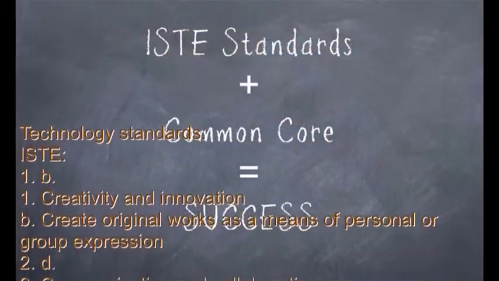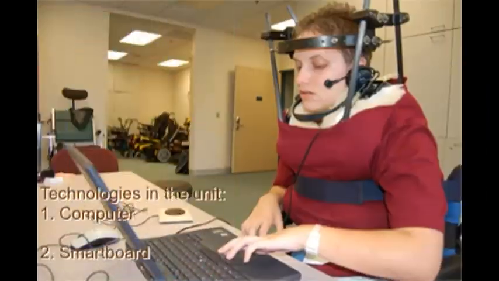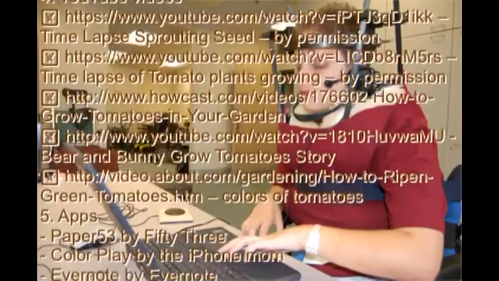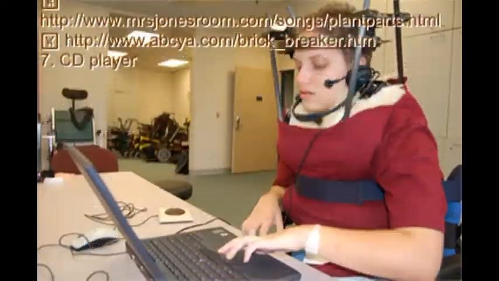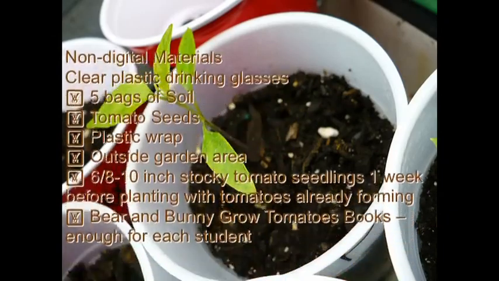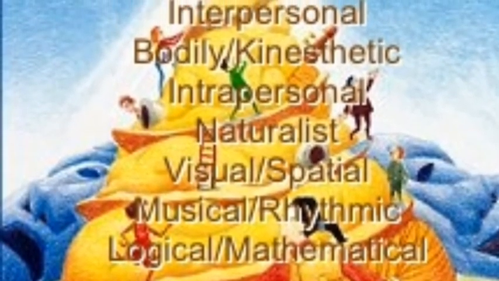This unit plan will also address some technology ISTE standards. The primary sources of technology materials in this unit plan are a smartboard connected to a classroom computer and student iPads to watch and interact with websites and games. There are also some non-digital materials. This unit plan will also meet all of Gardner's multiple intelligences.